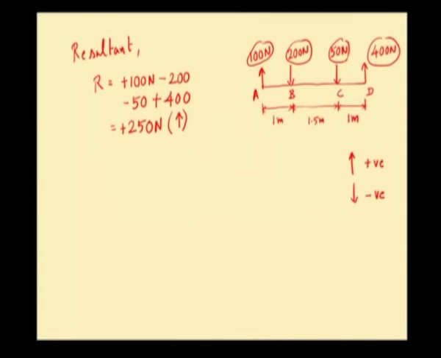Okay. So, let us mark the resultant on the line ABCD. The resultant may be acting anywhere between A and B, or B and C, or it can be between C and D. We do not know the exact position of that resultant. So, what we are going to do? I am going to arbitrarily assume the position of the resultant. It is somewhere between B and C. So, this is the resultant. Magnitude of the resultant is 250 Newton. Resultant acts in the upward direction.